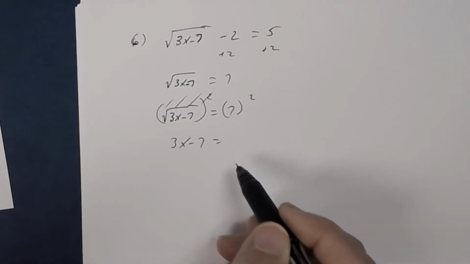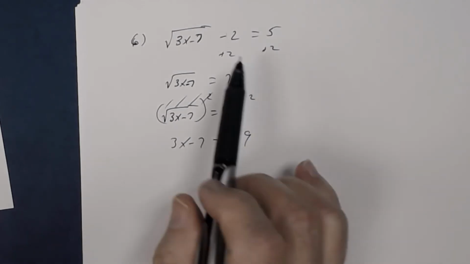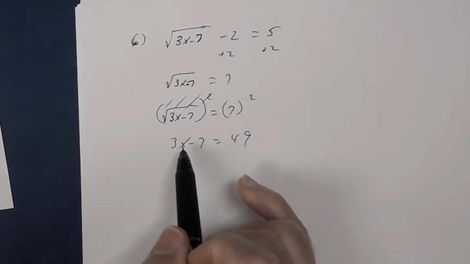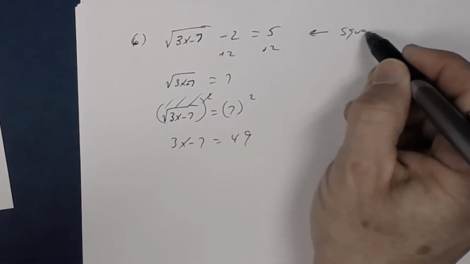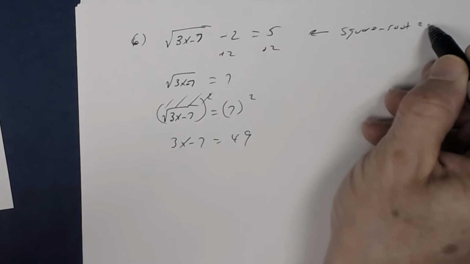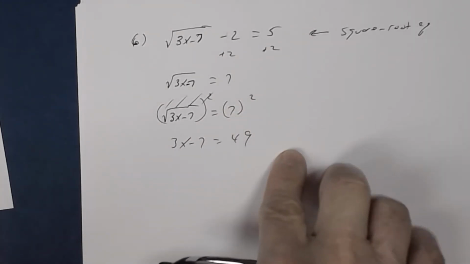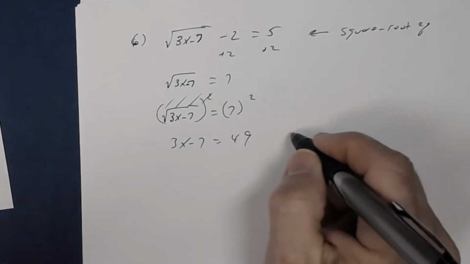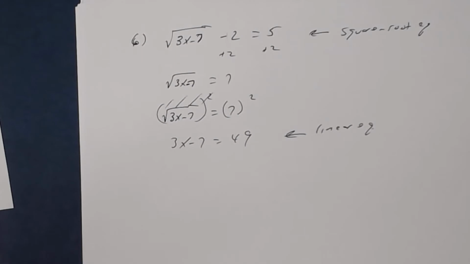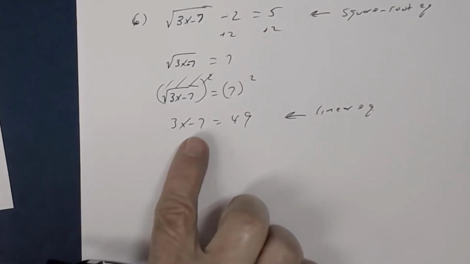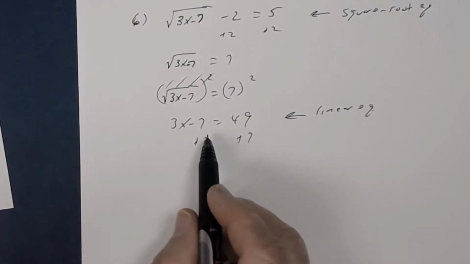And what does 3x minus 7 equal to? 49. Okay? Now notice I went from a square root equation to what kind of equation? So this is a square root equation. And I solved the square root equation like this, but then I ended up with a linear equation now. So that's a linear equation. So how do I solve this linear equation? Well, I got to get x by itself. So I'm going to add 7 to both sides, right? Add 7 to both sides.